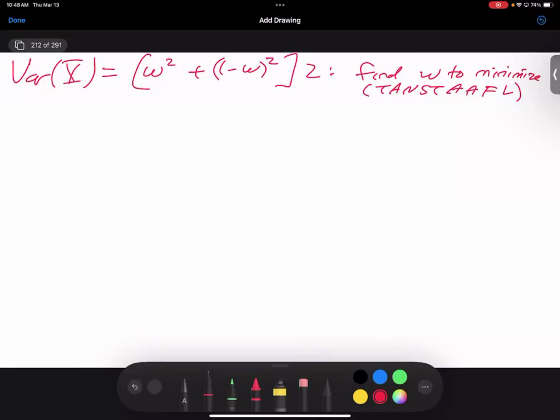So how do you think we would find the value of W that's best? How could we do it? Take derivative, and what else?